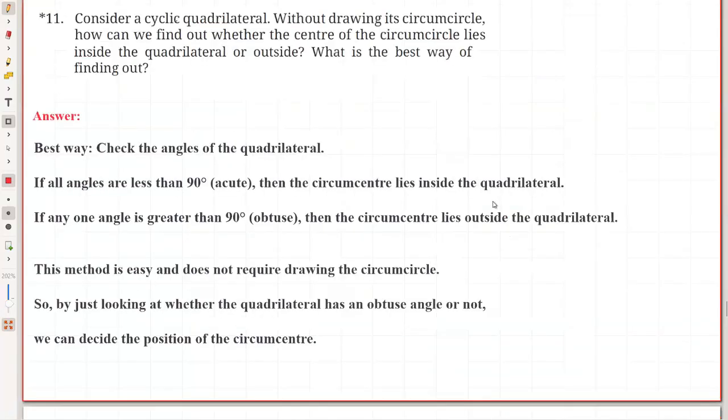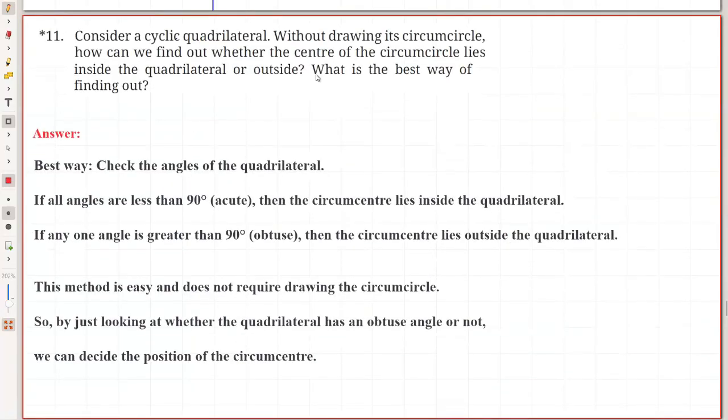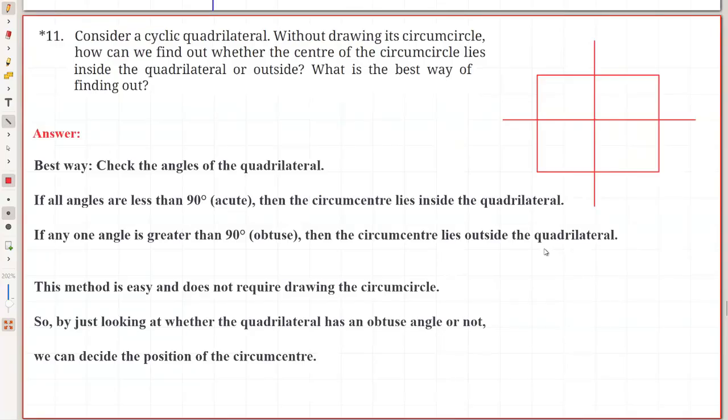So they are asking the best way to check whether the center of the circle lies inside or outside the quadrilateral. If any one angle is greater than 90 degrees, it definitely lies outside the quadrilateral. If all angles are 90 degrees or less than 90 degrees, it will lie inside the quadrilateral.